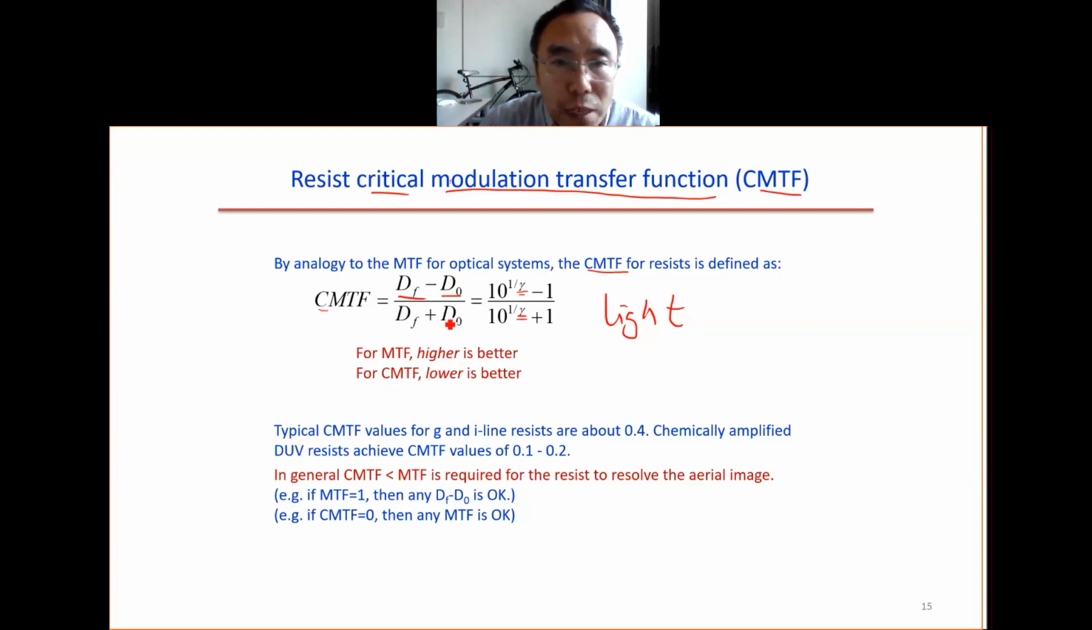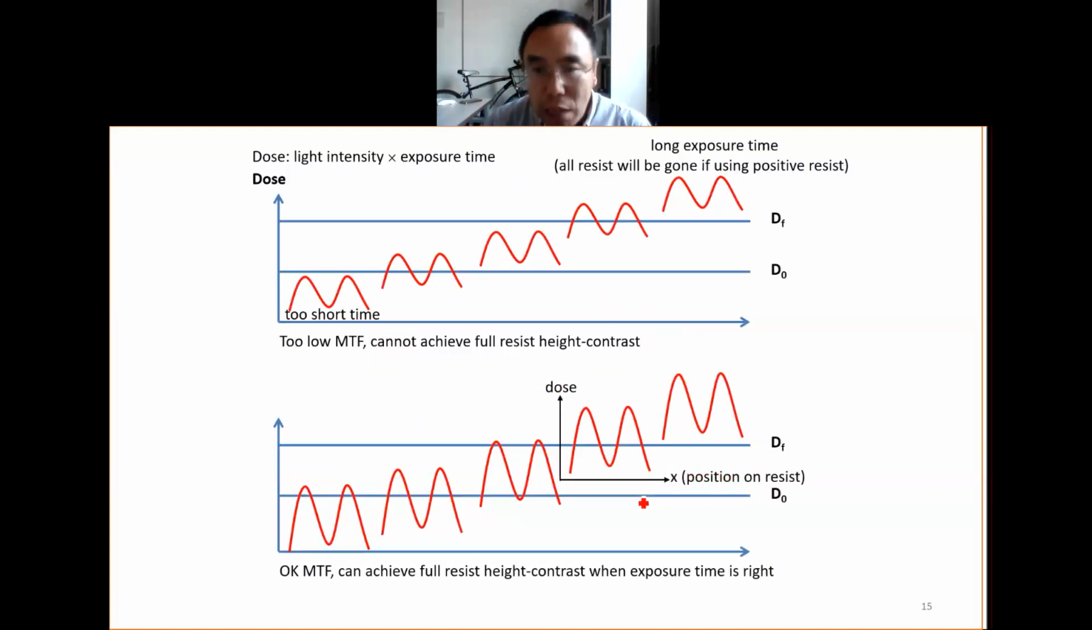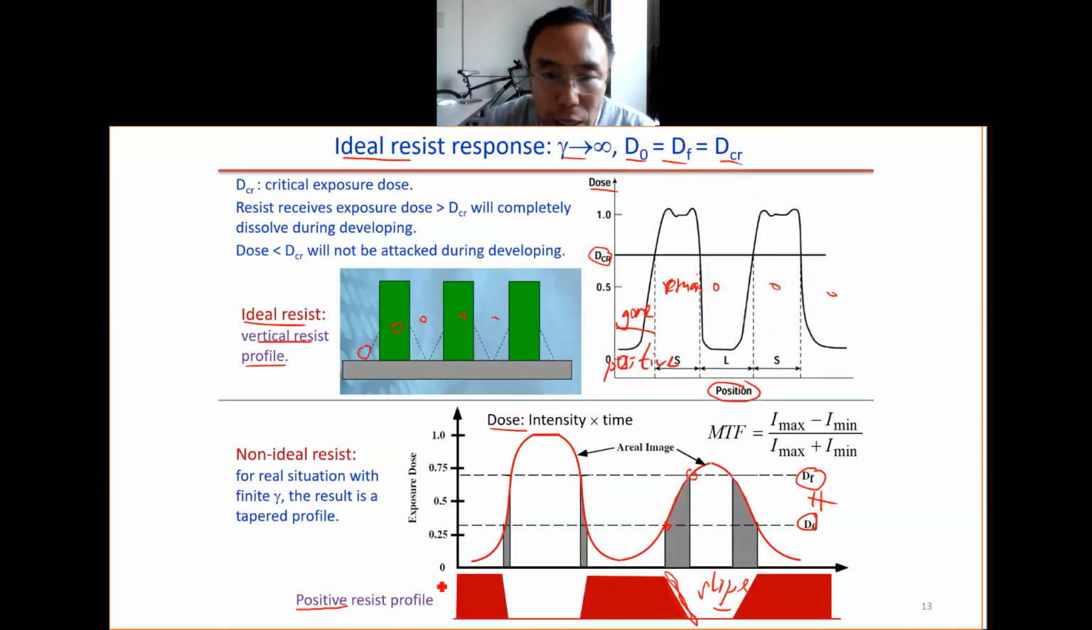But for the CMTF, this is the ideal case. If we have this case, then CMTF equals 0. So that means for CMTF, lower is better. The critical criterion is that CMTF equals MTF. So this is the turning point. Normally we need the MTF to be higher than the CMTF to maintain the resist height.